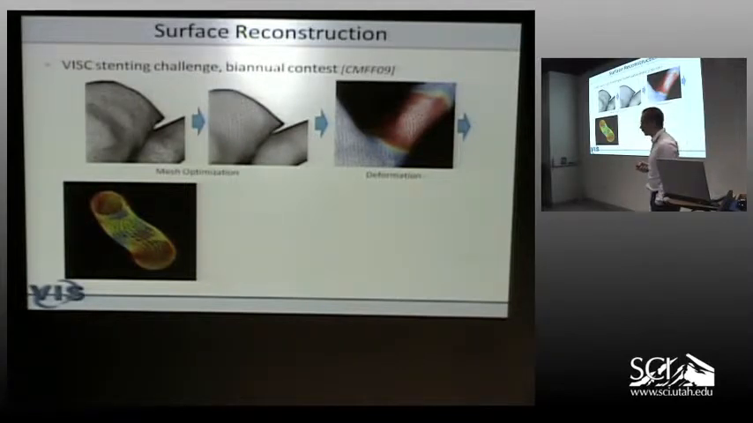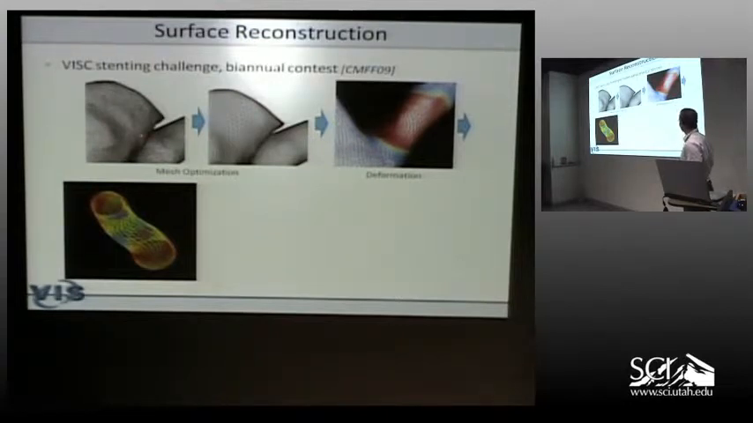Approximately 50 groups take part, and you get a data set, usually a couple of MR sequences with an aneurysm, and you should come up with a virtual stenting solution for this patient, and should provide CFD simulations in order to predict the results. So for us this is a really nice team building effort, so all the groups have to work together to come up with a good solution here.